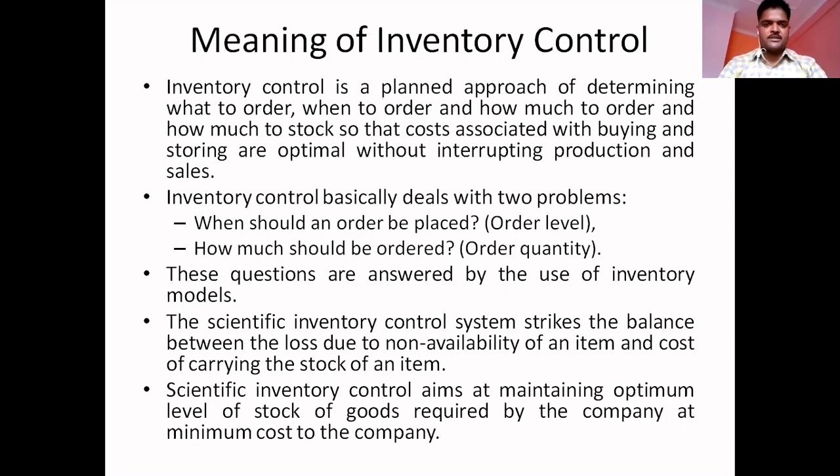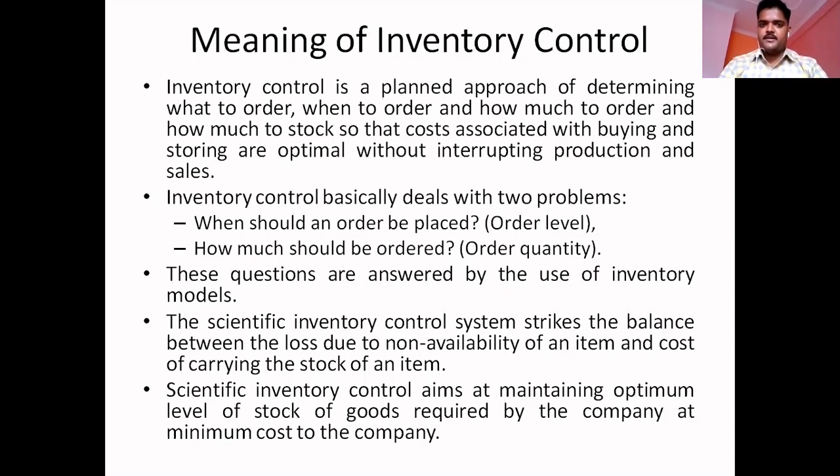Means हमको production और sales को बिना interrupt किए अपनी जो cost है, maybe buying or storing जो भी cost है, that will be optimum. It will also answer some questions such as what to order, when to order, how much to order, and how much to stock, so that the cost will be optimal. So this will be known as the inventory control.